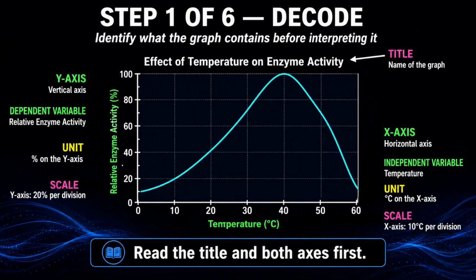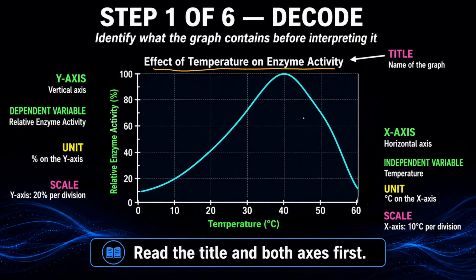Now let's begin with the first step of graph interpretation, decode. Before you try to understand the graph or answer any question, first understand what the graph contains. Start with the title. The title tells you what the graph is about. Here the title is effect of temperature on enzyme activity. So we immediately know that this graph is studying how temperature influences enzyme activity.